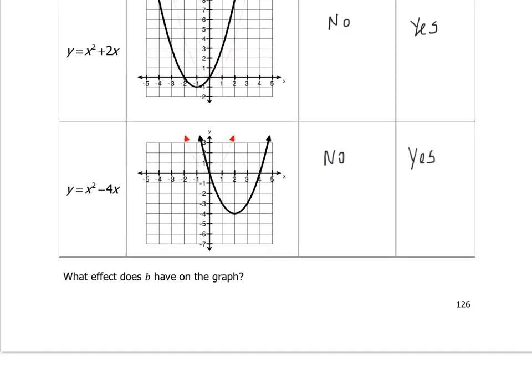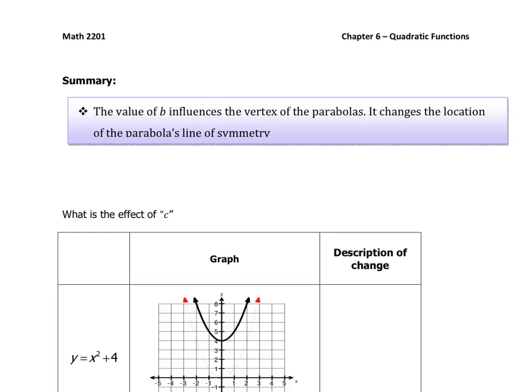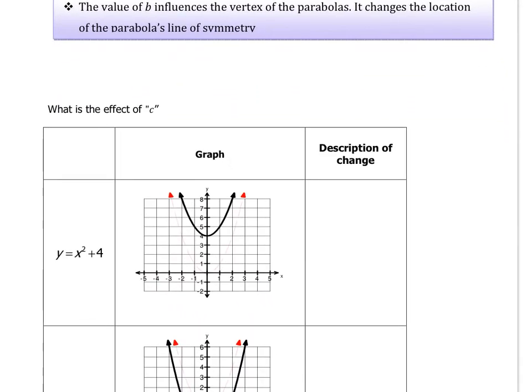So what effect does B have on the graph? It seems to change the vertex around. It changes the position of the vertex. As summarized here, the value B influences the vertex of the parabola as it changes the location of the parabola's line of symmetry. As well, because the vertex is changed, the axis of symmetry, which goes straight down through the vertex, would necessarily be changed as well.